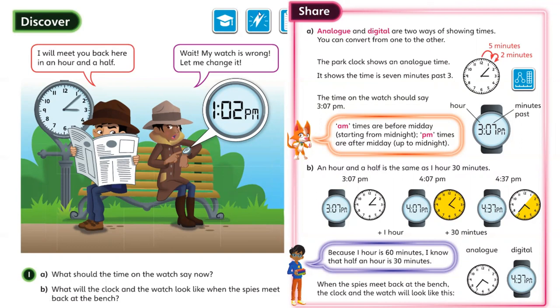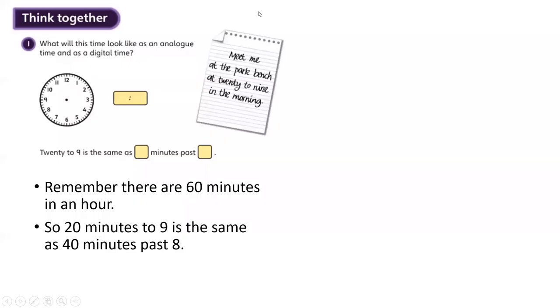So that's how we're converting between those two clocks. Right, next question. This is our think together question. So what will this time look like as an analog and a digital o'clock? And here it says, meet me at the park bench. This is our spy at 8:40 in the morning. Right. So we need to think about 8:40 is the same as how many minutes past what time?